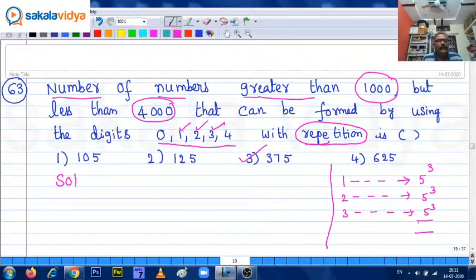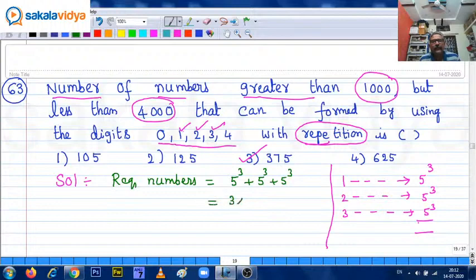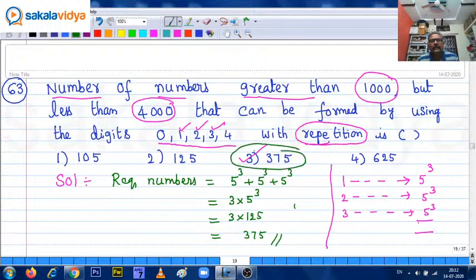So solution: required number of ways is equal to 5 cube plus 5 cube plus 5 cube, or 3 times 5 cube, which is 3 times 125. So 3 fives are 15, 375. So this is the right option.